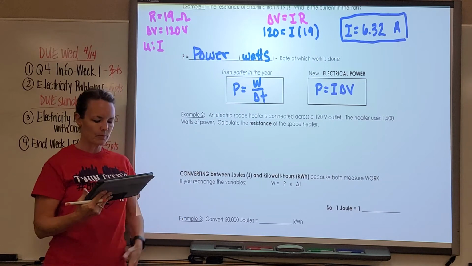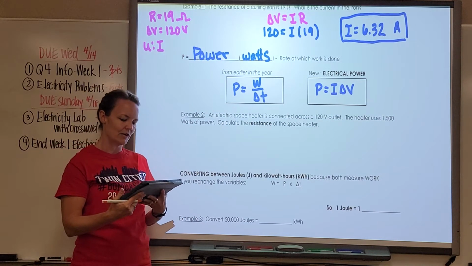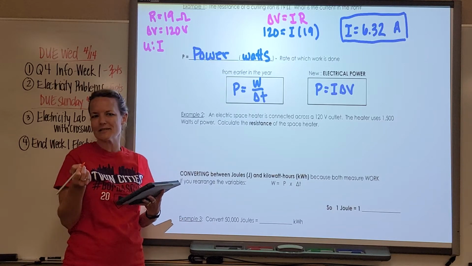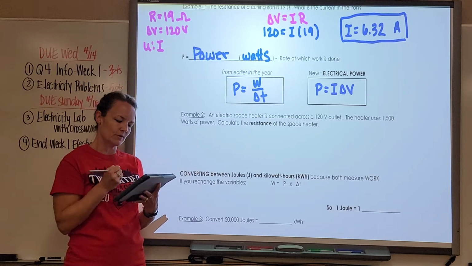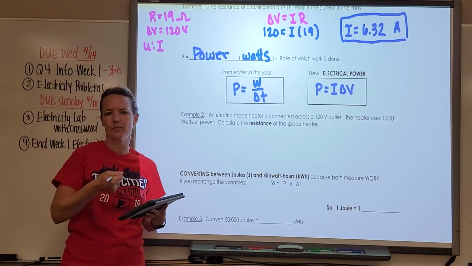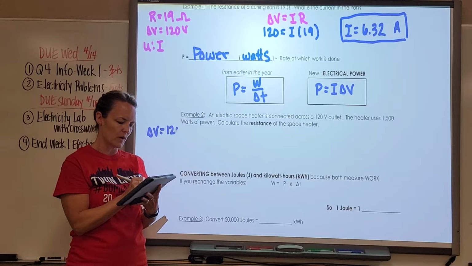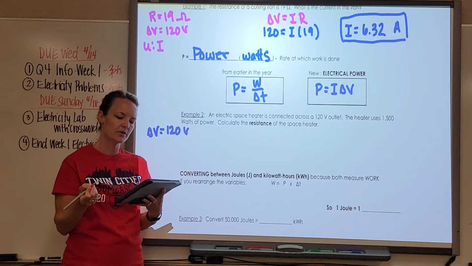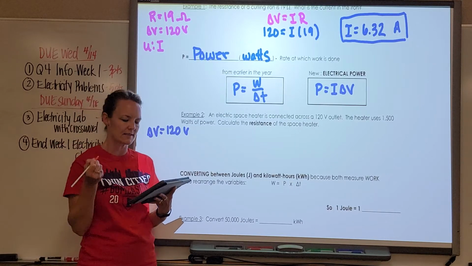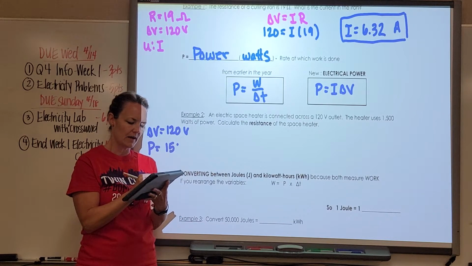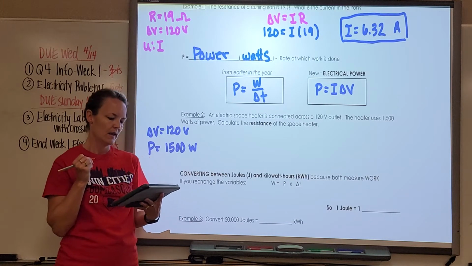All right, example number 2. An electric space heater is connected across a 120 volt outlet. So I told you this time it was 120, but I didn't have to. You assume a space heater, if you're heating something up, you have to plug it in. So delta V equals 120. The heater uses 1500 watts of power. So my power is 1500 watts.